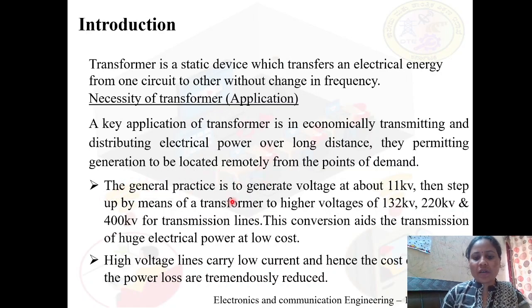Generally the voltage will be generated around 11 kilovolts, and then later this voltage level will be stepped up with the help of a transformer to nearly 132 kilovolts, or 220 kilovolts or 400 kilovolts for transmission lines. This conversion helps the transmission of huge electric power at lower cost. Since we know that a high voltage line carries low current, the cost of the line and the power loss are tremendously reduced.